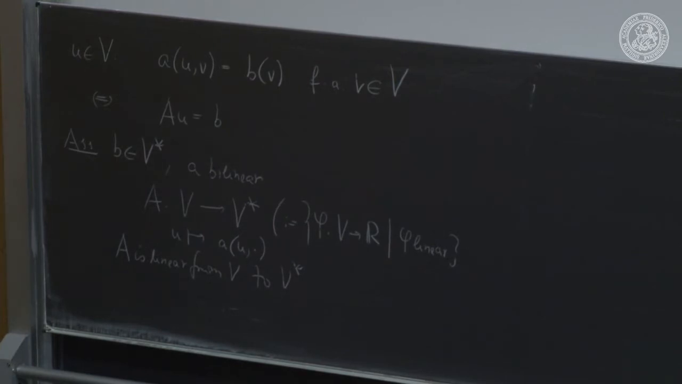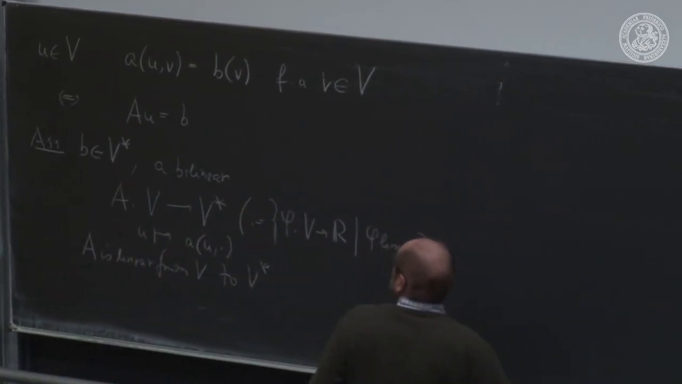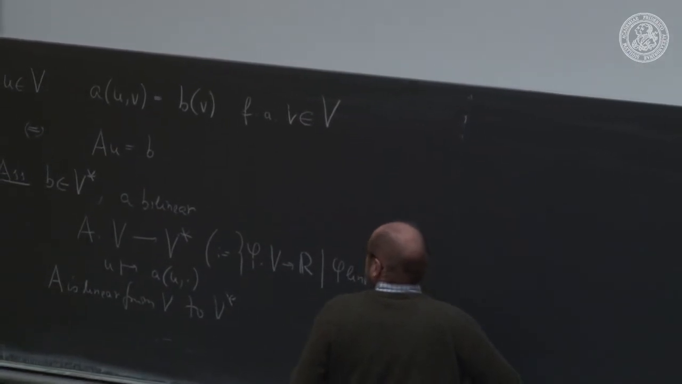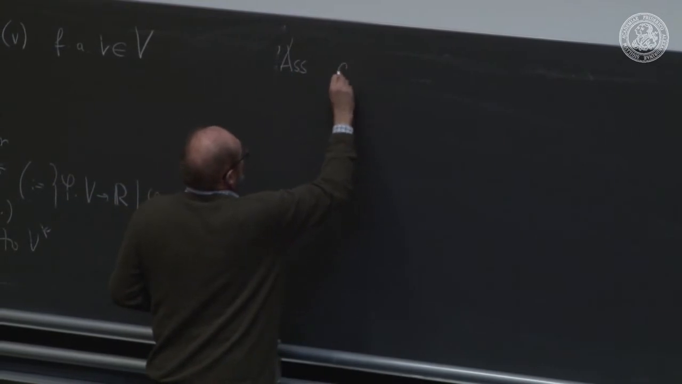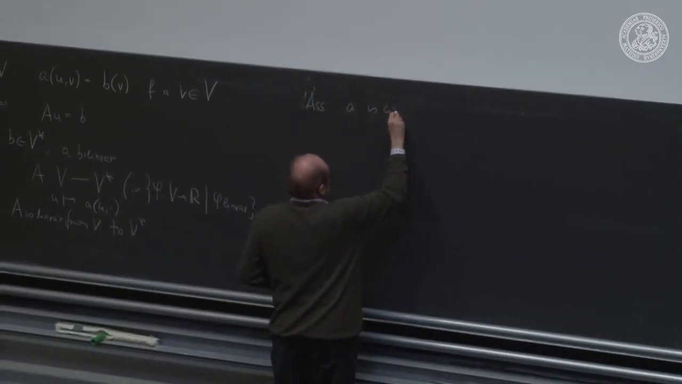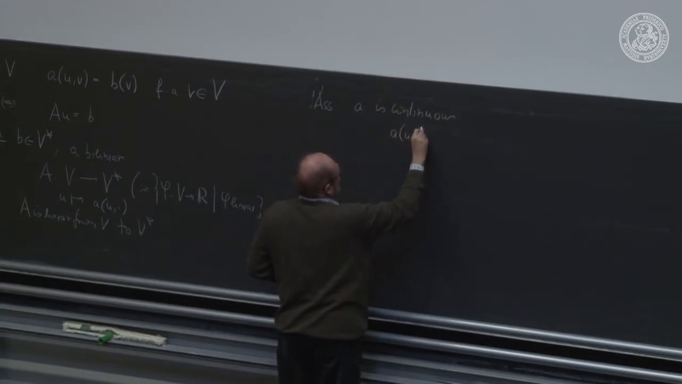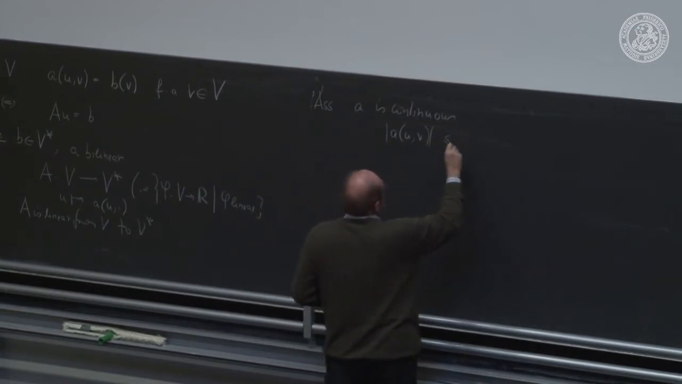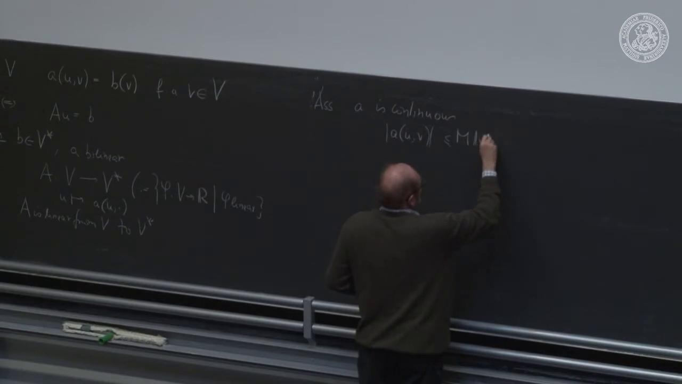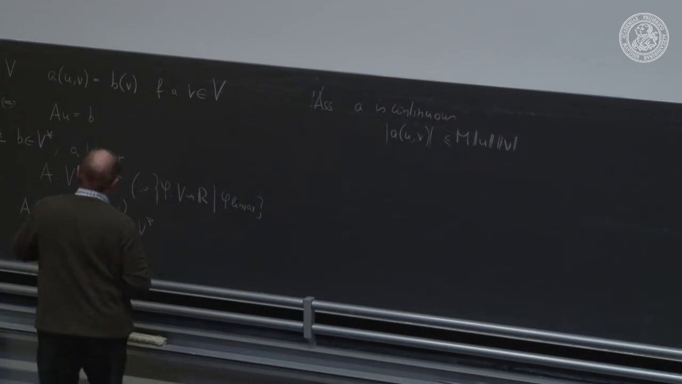Now, in addition, we have this continuity assumption. What does that mean? Now we have the assumption A is continuous. That is, we can estimate A(U,V) for arbitrary arguments U and V in modulus by some constant which we have denoted by M times norm of U times norm of V. So what does that mean? First, what does this mean for AU?